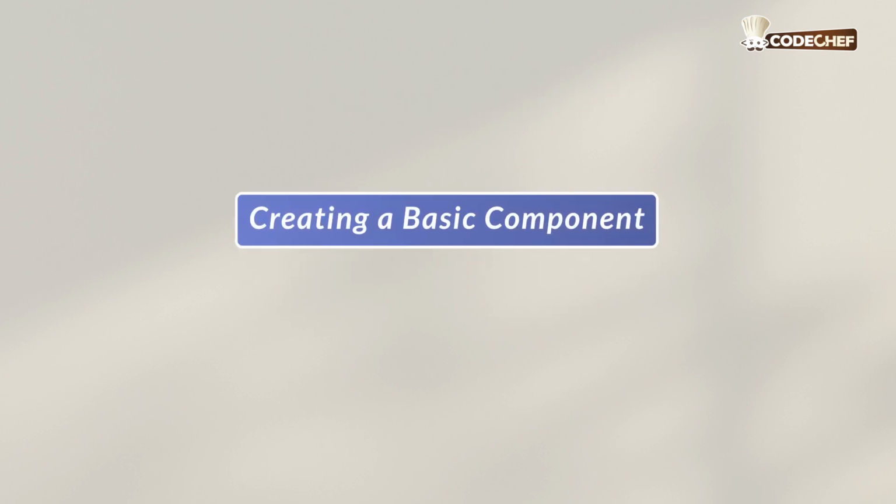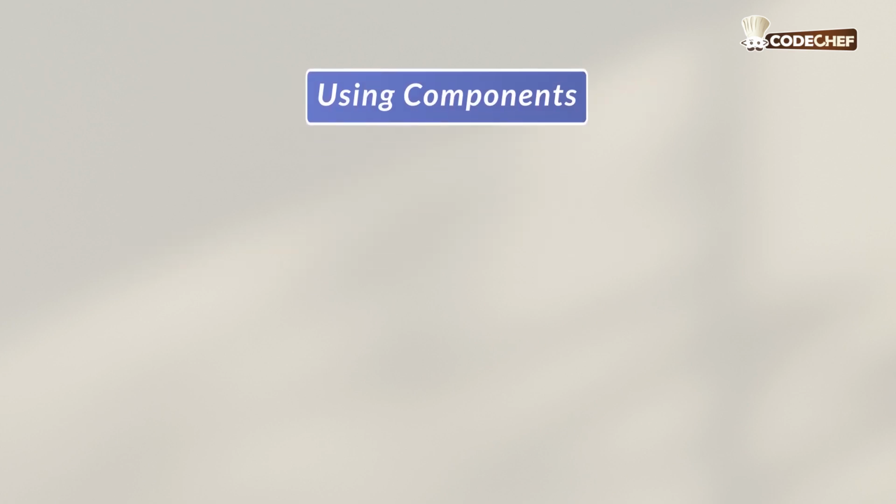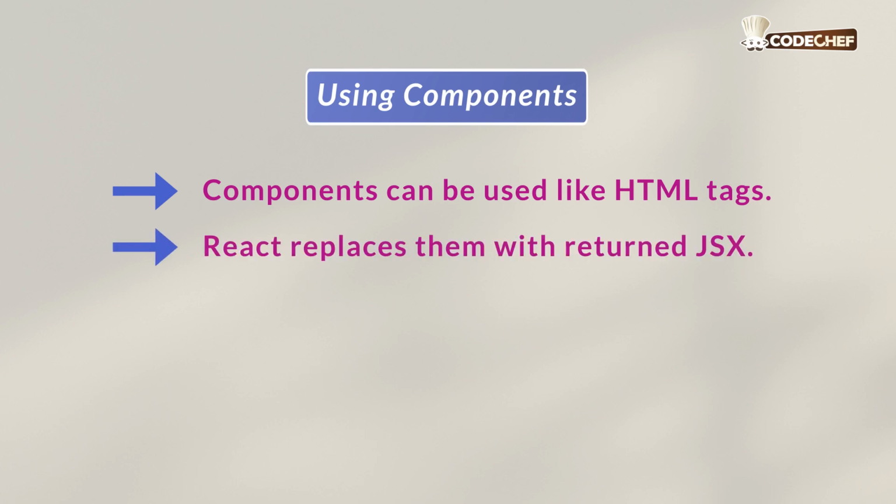Creating a component in React is very simple. A component is just a JavaScript function that returns JSX. This JSX looks like HTML, but it's actually JavaScript under the hood. Once a component is created, we can use it just like an HTML tag. When React sees a component tag, it replaces it with the JSX returned by that component. This keeps our UI structure clean and readable.